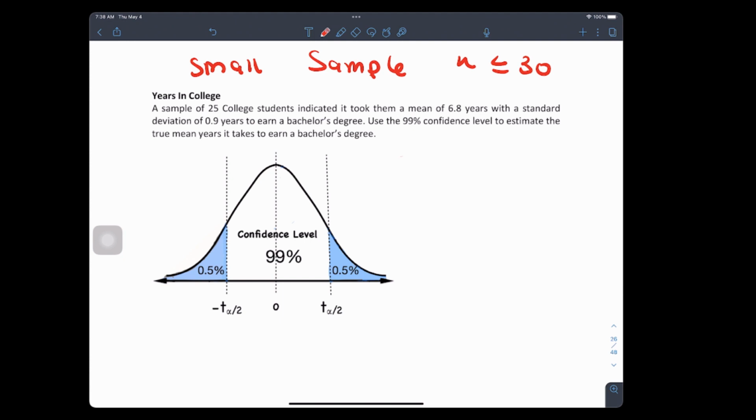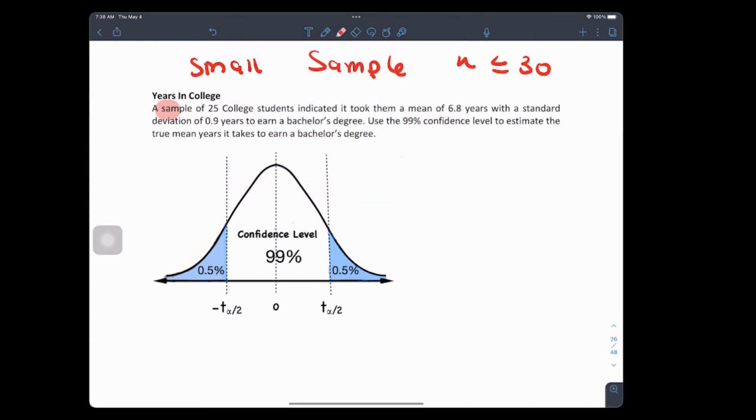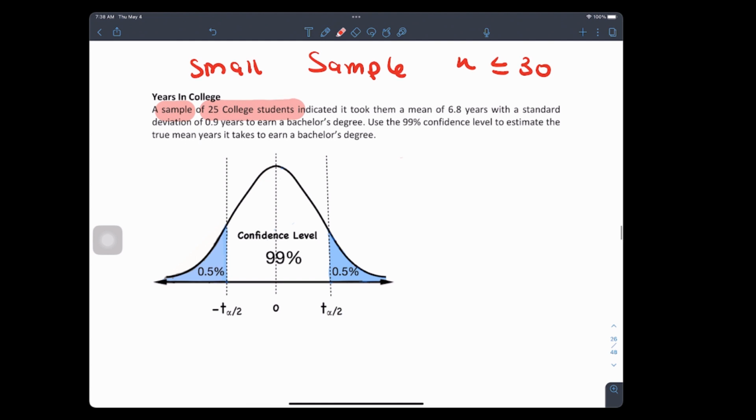So take a look at this first question. If we read it like we've been reading it, what does it say? You have a sample of what? A sample of 25 college students indicate it took them a mean of 6.8 years with a standard deviation of 0.9 years to earn a bachelor's degree.